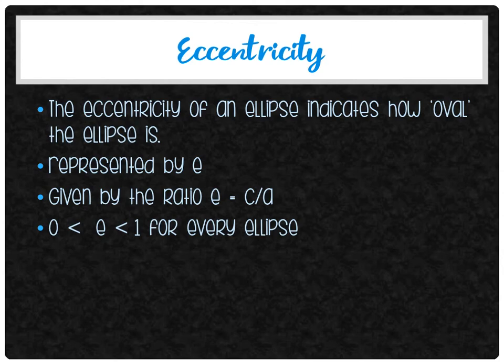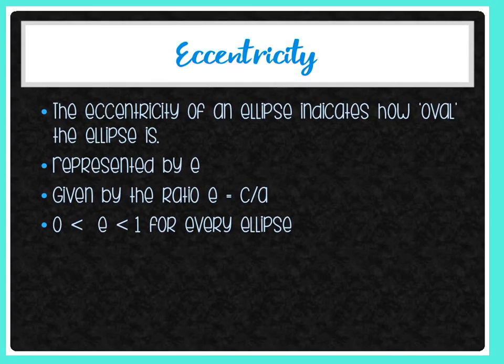Okay, eccentricity is also something that you can use on your graph. And basically the eccentricity of an ellipse indicates how oval the ellipse is, how flat it is or how close to a circle in shape it is. The variable that we use for eccentricity is E. Makes sense, it starts with the letter E. And it's given by the ratio of C over A. The eccentricity is always between 0 and 1. It can't be negative or less than 0, and it can't be bigger than 1.